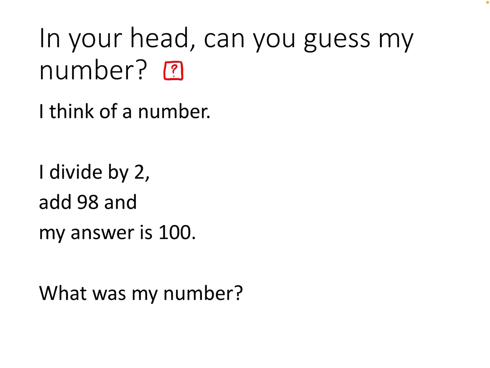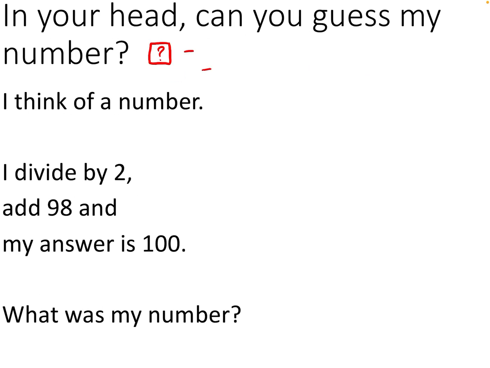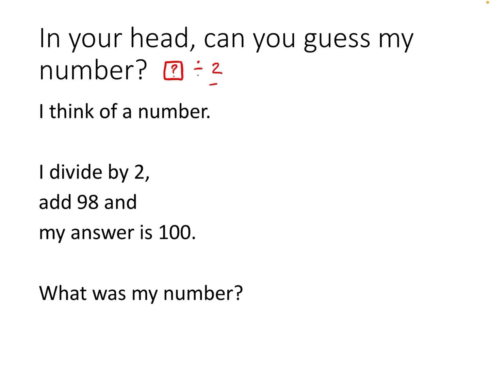So, thinking of a number, I'm going to divide it by 2, I'm going to add 98, and that's going to equal 100. So what I can do is do my inverse. So my 100, I'm going to take away 98, and that's going to equal 2.